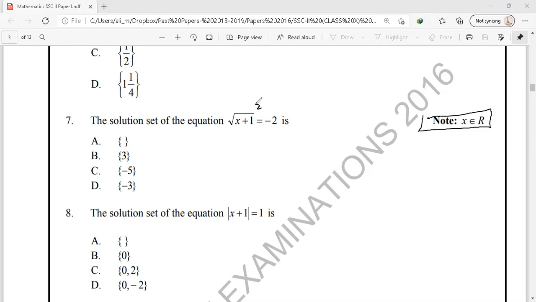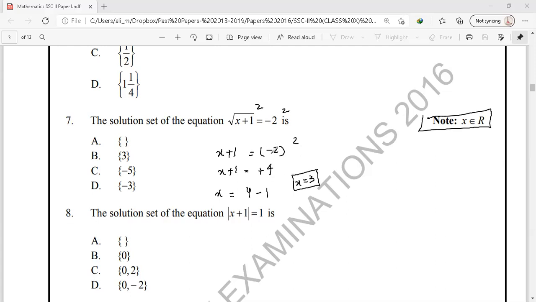So let's take a square on both sides of the equation. We will get x plus 1 equals minus 2 squared. So x plus 1 would be equal to minus 2 squared, which is plus 4, and x would be equal to 4 minus 1. 4 minus 1 is 3, so we have x equals 3.